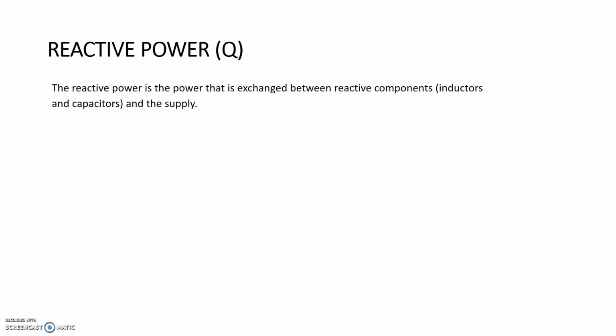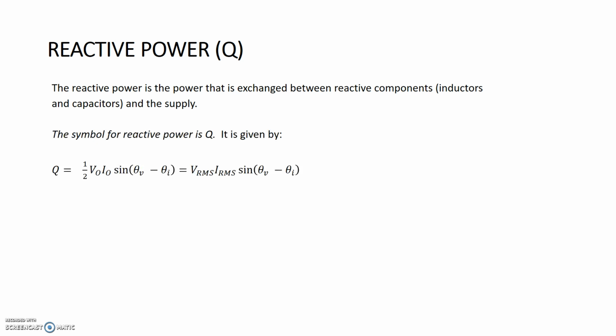The symbol, like I mentioned, is Q, and the reactive power is given by one half V naught I naught, where V naught and I naught are the peaks, times sine of theta V minus theta I. Our average power was one half V naught I naught cosine of theta V minus theta I, where theta V and theta I are the phase angles of the voltage and the current, whereas the reactive power uses the sine of theta V minus theta I. We can also write these in RMS forms.